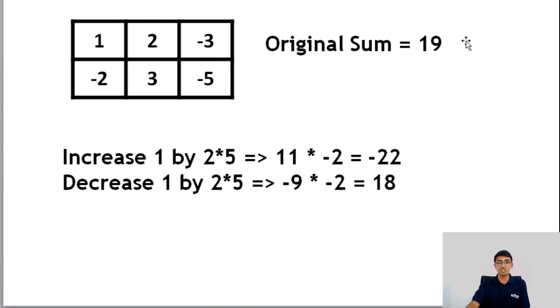What we had was the original sum as 19, which we calculated earlier, which is 1 into -2, plus 2 into 3, that is 6, plus -3 into -5, that's plus 15. So that's our original sum, 19. Now let's say we had attacked 1. If you're going to attack 1, that means we can either increase it by 2, 5 times, or decrease it by 2, 5 times. Why 5? Remember, 5 is the number of modifications we are allowed for this input case. We are allowed k modifications, and in this case k is 5.